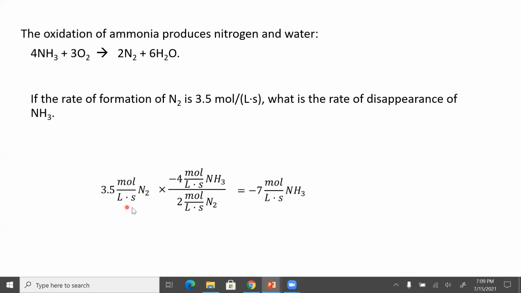So we're given 3.5 moles per liter per second of production of nitrogen. It's a 2:4 ratio. We really should put a negative sign in here because the ammonia is being consumed. So -7 moles per liter per second for the ammonia.